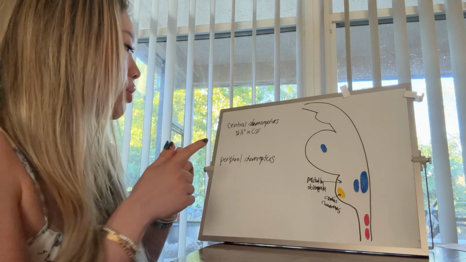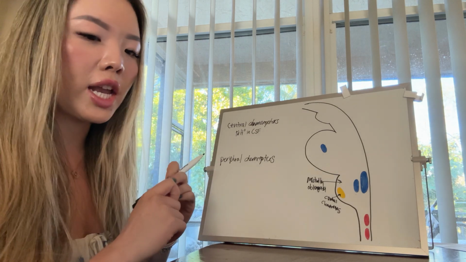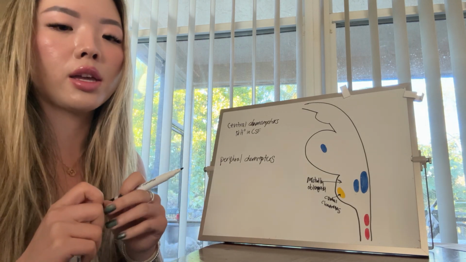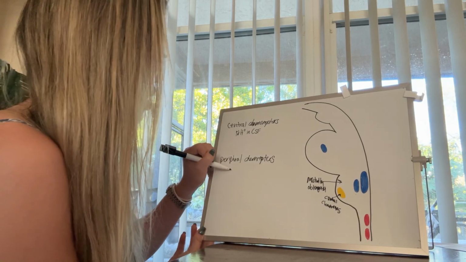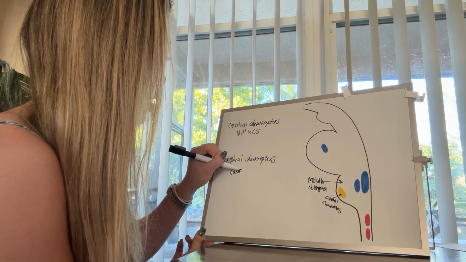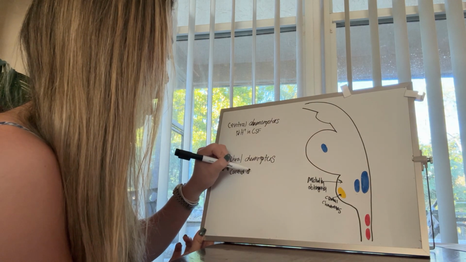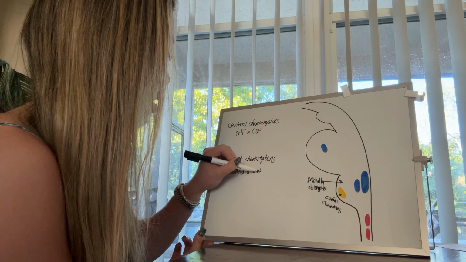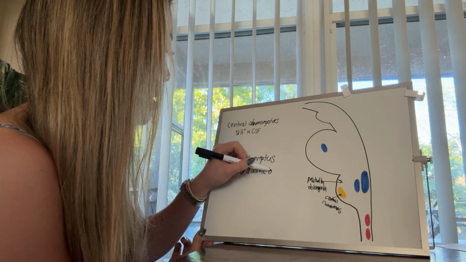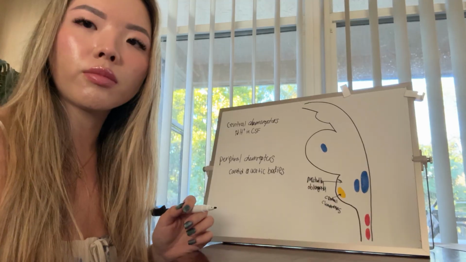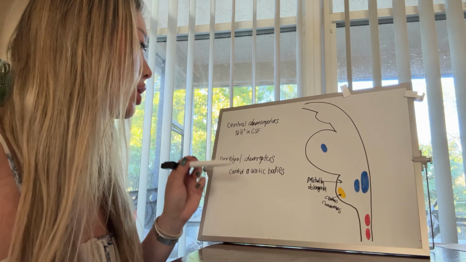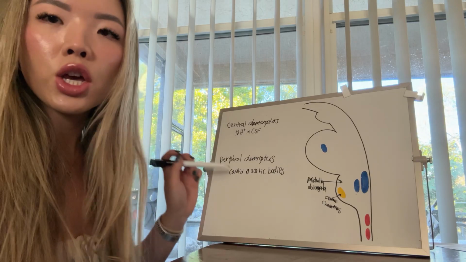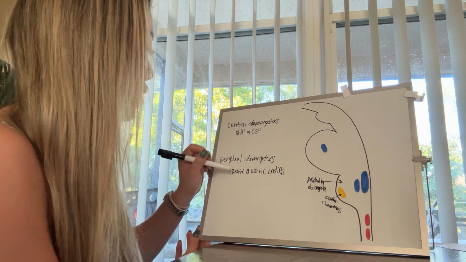And the peripheral chemoreceptors are actually located in the carotid and the aortic bodies that are located right above the heart. The carotid and aortic bodies above the heart send signals. The signals from the carotid bodies travel through the glossopharyngeal nerve.